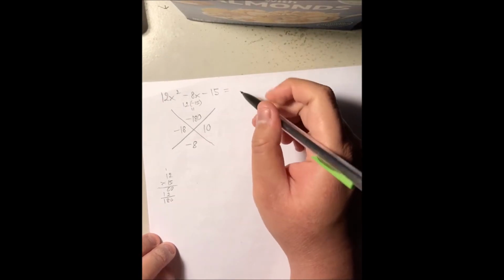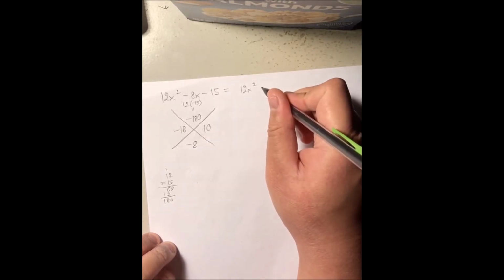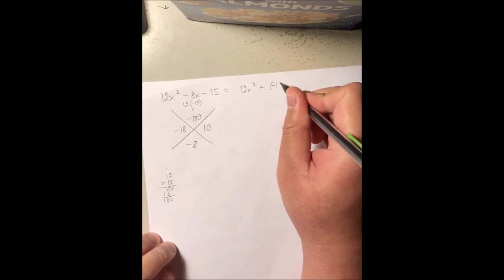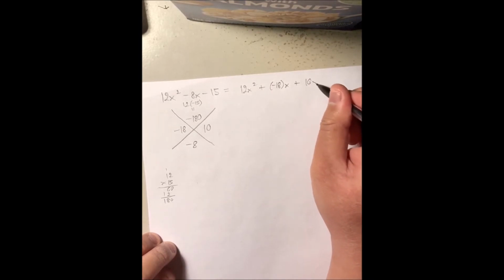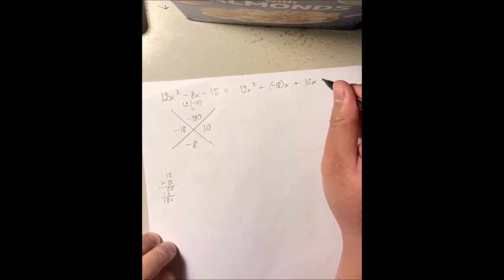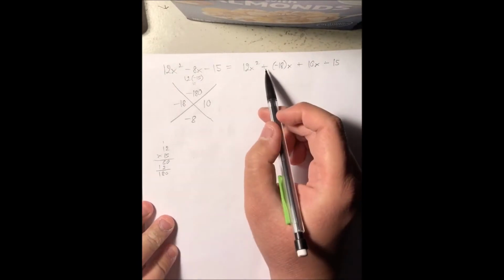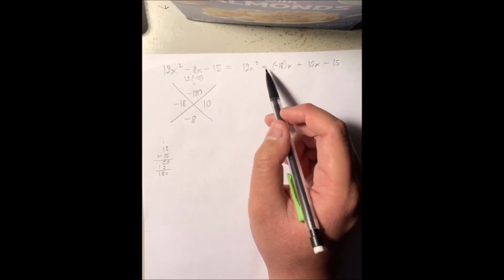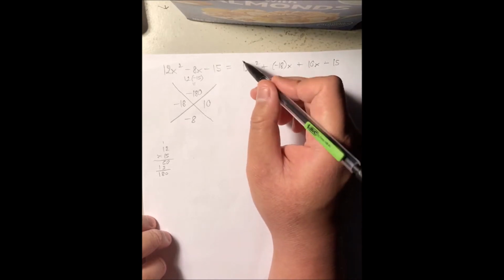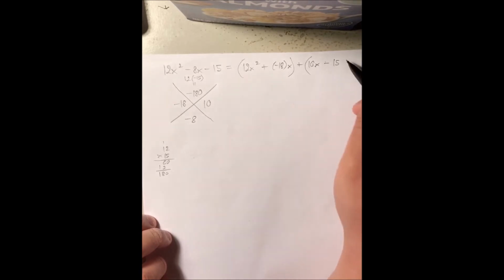So for this one, we keep the 12x squared. And then we write down plus negative 18x. And then plus 10x. And then minus 15. And of course, the reason why I write plus negative 18x instead of minus 18x is because it's easy for me to see when I write the plus instead. Now with 4 terms, continue factoring by grouping.